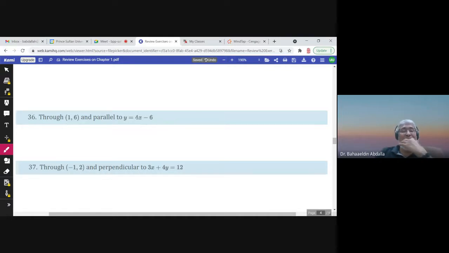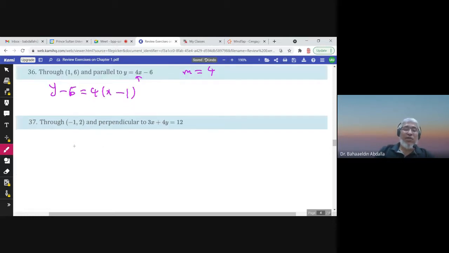Through (1, 6) and parallel to this line. We need to find the equation that passes through this point and is parallel to this line. Well, it's parallel to this line, so they have the same slope, and we can see that the slope is 4. So y minus 6 would be equal to 4 times x minus 1. This would be the equation of the line.